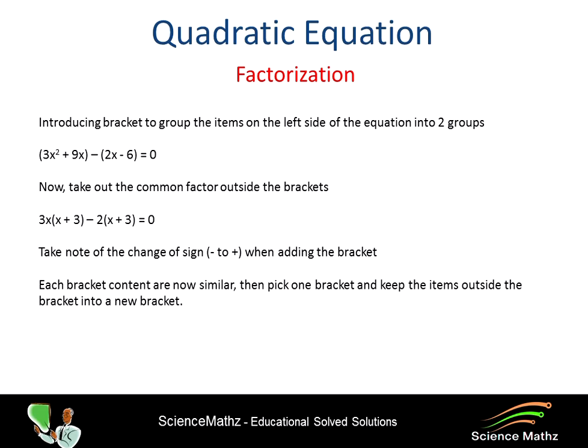Now, each bracket's content is similar. On both sides you see a similar content in the bracket. On this side you have x plus 3, then at the back of the 2 you also have x plus 3. So they are similar. What do we do? You take one of these brackets, and put the other two elements outside the bracket into another bracket. That is x plus 3 in one bracket, 3x minus 2 in another bracket, all equal to 0.